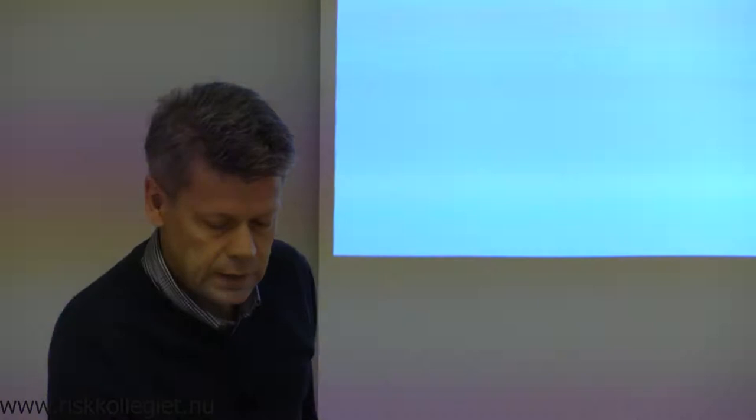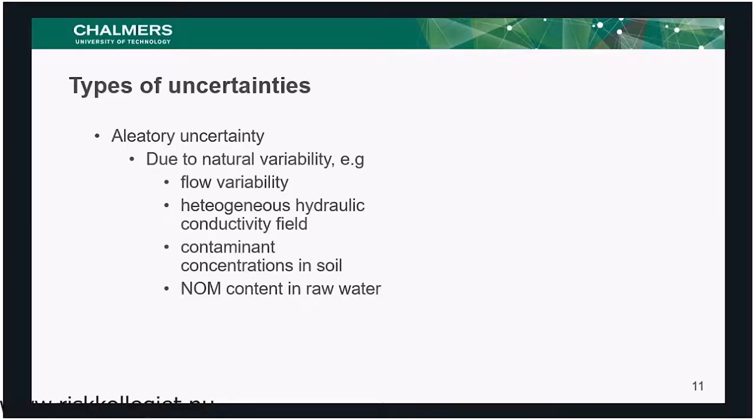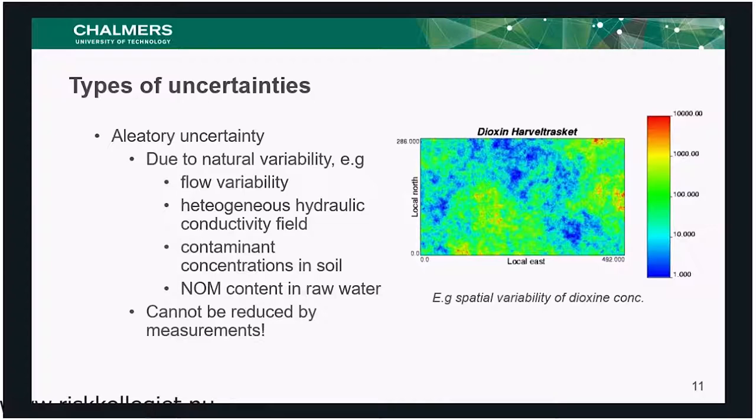Other categorizations of uncertainty are what I think some of you are aware of, and you're going to talk about in the course a little bit. Uncertainty due to the natural variability, which is called aleatory uncertainty. Aleatory uncertainty relates to the throw of the dice. That's natural flow variability, heterogeneous hydraulic conductivity in the ground, contaminant concentrations in the soil, organic content, for example, in raw water. That's what it is. We can't do anything about it. It varies in space and it varies in time. And it cannot be reduced by measurements. For example, the spatial variability of dioxin in soil across an area. It is what it is. It varies.